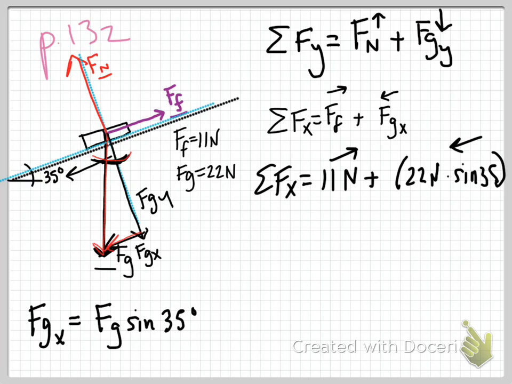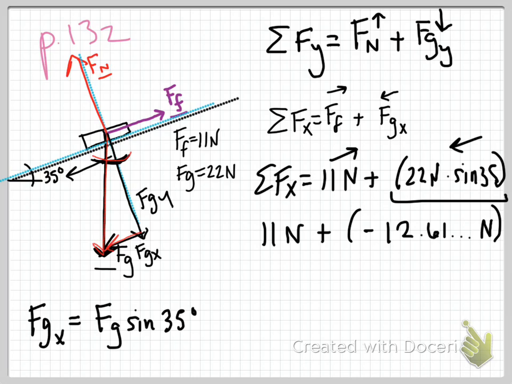Now, here's the interesting part. I'm adding these together. It's a sum of forces, but they're in opposite directions. So one of them has to be a negative. Once you start calculating force of gravity on your own, this problem will solve itself. But for now, we're just going to note that down the slope, which also happens to be in the Cartesian negative direction, we're going to call a negative. So what we're going to end up with is 11 newtons plus a negative 12.6186816 newtons. And that's what you get when you have 22 times the sine of 35.